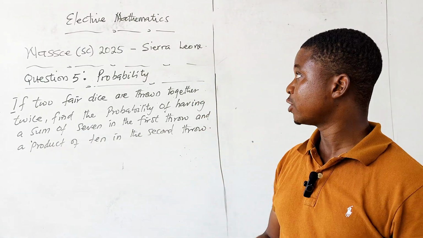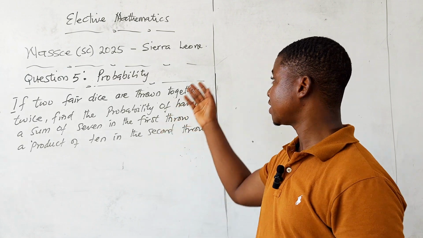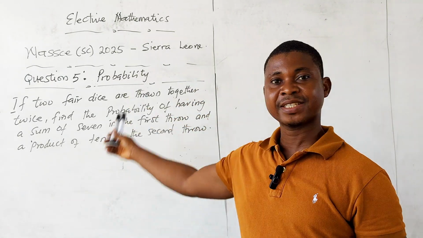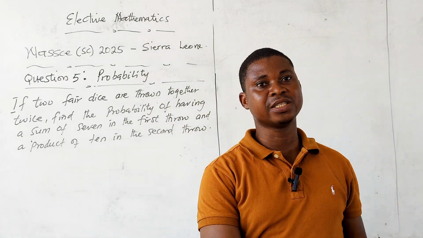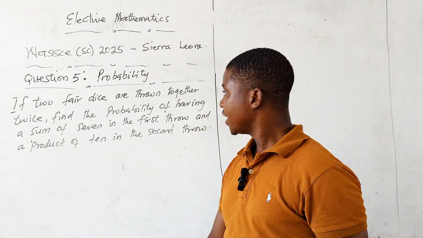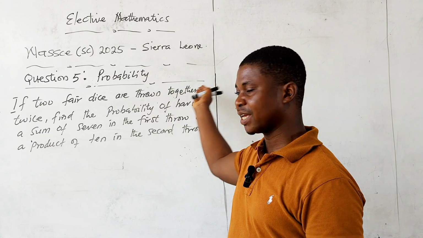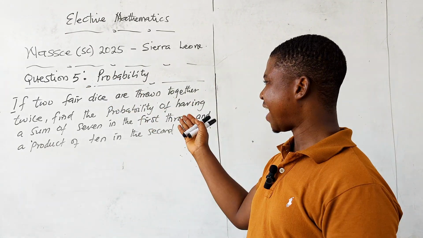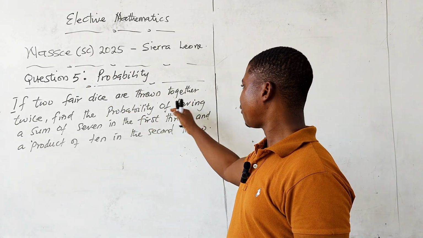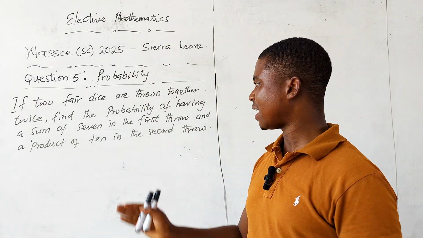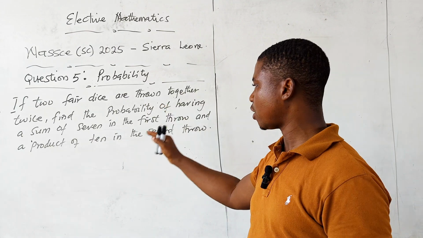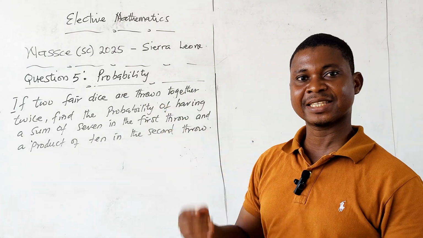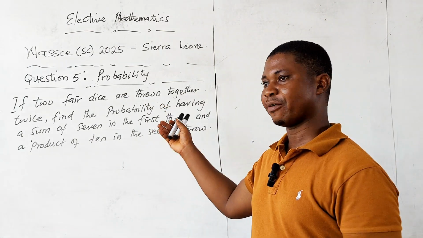This lesson is on WASSCE 2025 Sierra Leone for elective maths, question number 5. Question 5 is on probability. The question reads: if two fair dice are thrown together twice, find the probability of having a sum of 7 in the first row and a product of 10 in the second row. So this is our question.